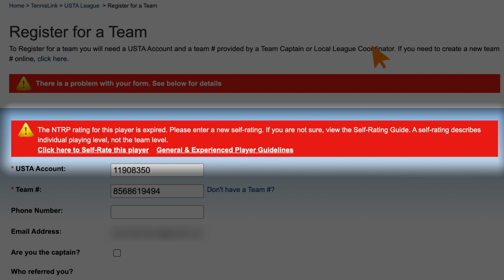The other day, I tried to sign up for a USTA league team so I could start playing some more tennis competitively this summer, and I came upon this error message. The NTRP rating for this player is expired. Please enter a new self-rating.